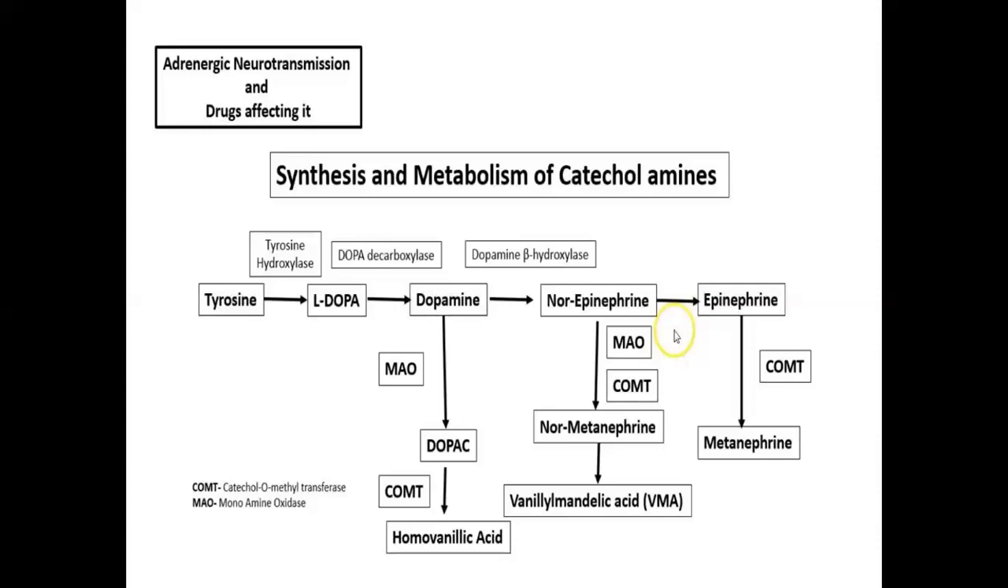Tyrosine gets converted to L-DOPA, and then L-DOPA gets converted to dopamine, and its metabolic end product is homovanillic acid. Then dopamine gets converted to norepinephrine. Under the action of MAO and COMT, it forms vanillylmandelic acid, and norepinephrine gets converted to epinephrine. COMT acts on it, metabolizes or degrades it into metanephrine.